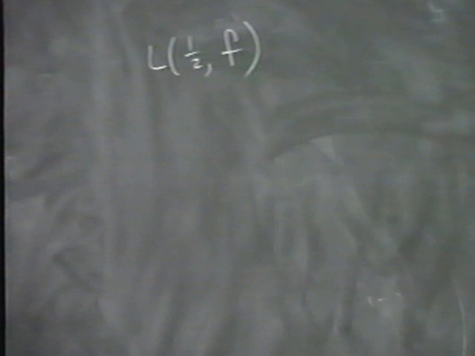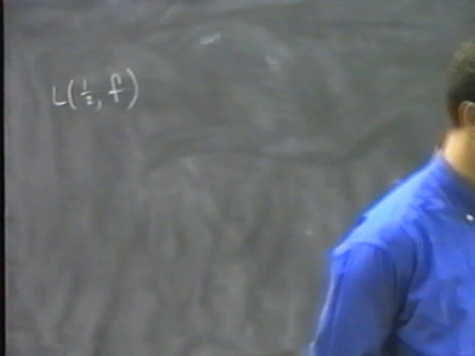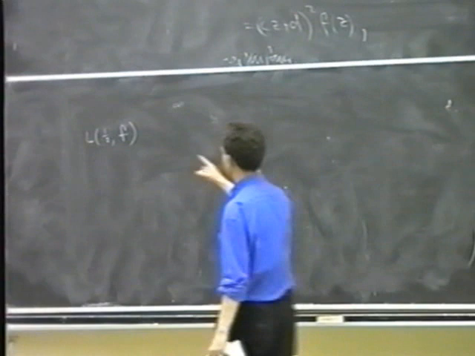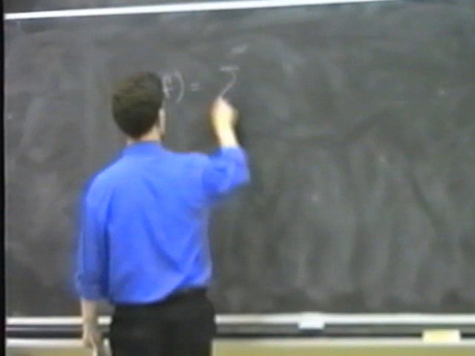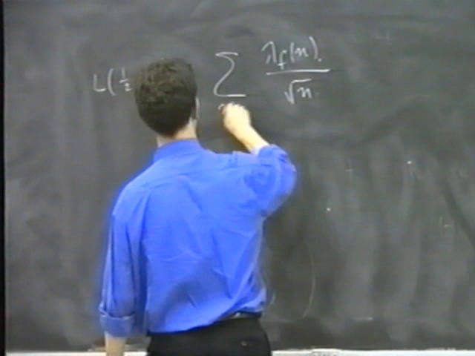The Birch and Swinnerton-Dyer conjecture for this thing has a refinement. But let's just write down L at a half and see, can we show that a lot of these numbers are not zero? Now, remember, there are forms with even functional equation, as I described in the first lecture, and with odd functional equation. But let me just write this down: lambda f(n) over square root n.